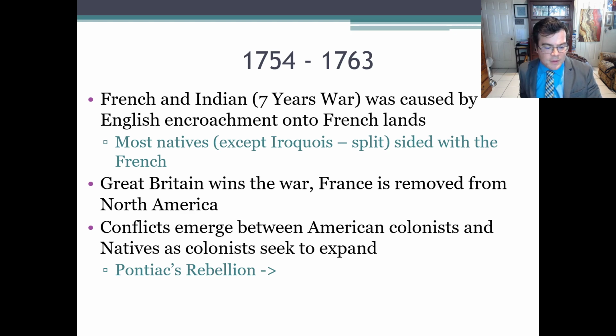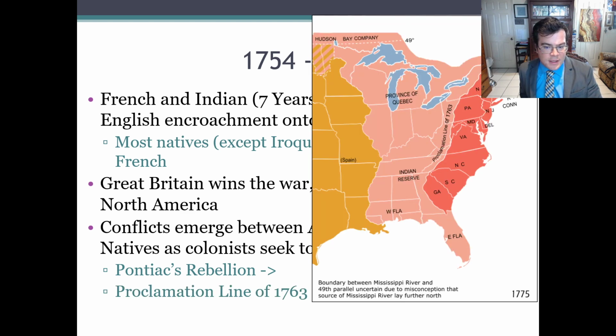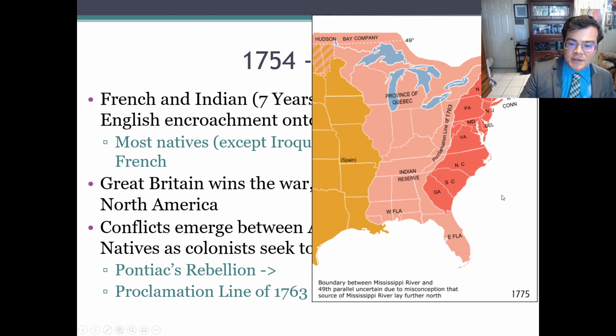Okay, Pontiac's Rebellion is this line. The Proclamation Line of 1763 is going to be established because of Pontiac, right? So Pontiac and the Native Americans in the Ohio River Valley are going to be sad that the French are gone. They're not going to be able to trade with the French. All those amazing beaver furs, it was a lucrative business for making fashionable clothing.